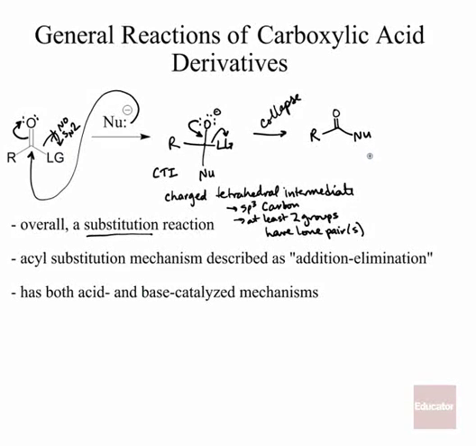Okay, but it's not a substitution mechanism we've seen before for alkyl halides, for example. It's not an SN1 mechanism. It's not an SN2 mechanism. It's called an acyl substitution reaction. The mechanism can be described as addition, elimination. Our nucleophile adds into the carbonyl, and then the leaving group is eliminated by collapsing a CTI. We'll find that it has both acid-catalyzed mechanisms and base-catalyzed mechanisms. We'll study both of those in today's lesson.